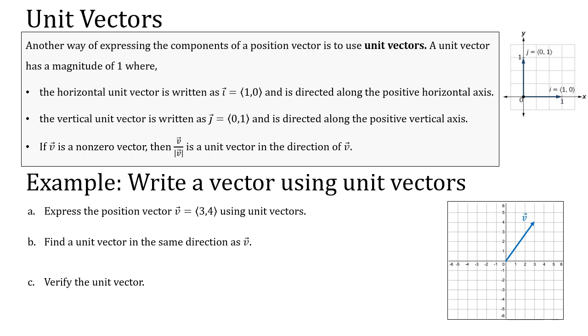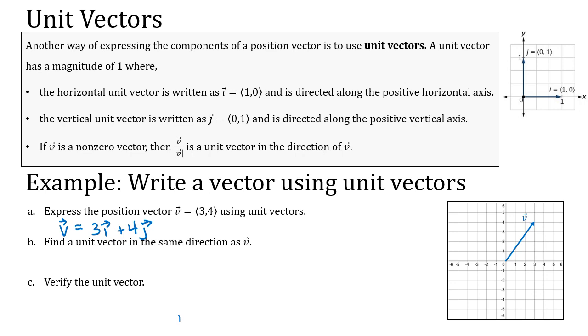So let's take a look at an example. Part A says to express the position vector v equals 3, 4 using unit vectors. All right, so unit vectors are that concept of i's and j's. So I'm going to call this position vector simply 3 unit vector i's plus 4 unit vector j's. That simply indicates that along the horizontal axis, starting at the origin, because it is a position vector, I'd be moving 3 units to the right, and then I'd be moving 4 vertical units up, and that's what would get me that position vector.